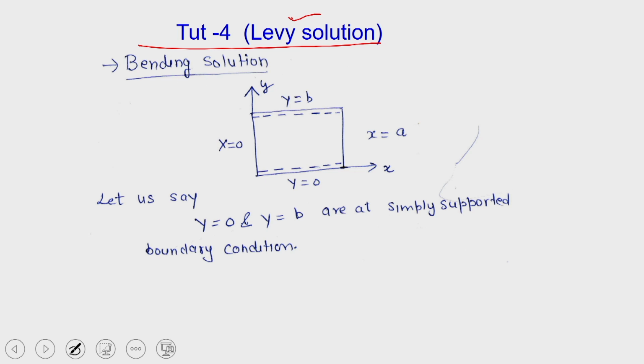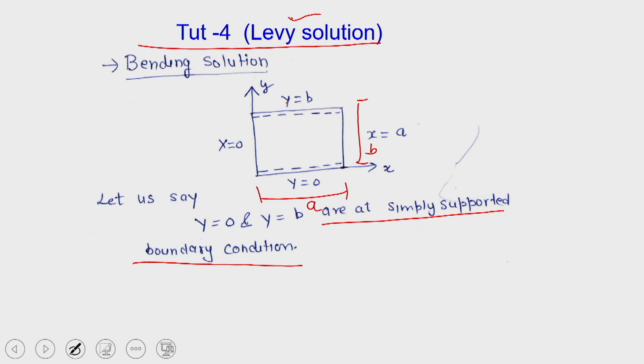Let us say a rectangular plate whose length is a along the x-axis, width is b along the y-axis, and y = 0 and y = b are simply supported. What is the necessary condition for a Levy plate? That two opposite edges must be simply supported, like these two opposite edges.